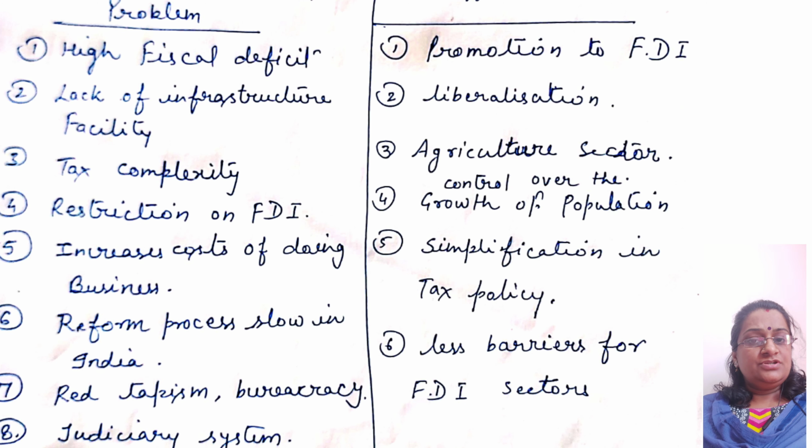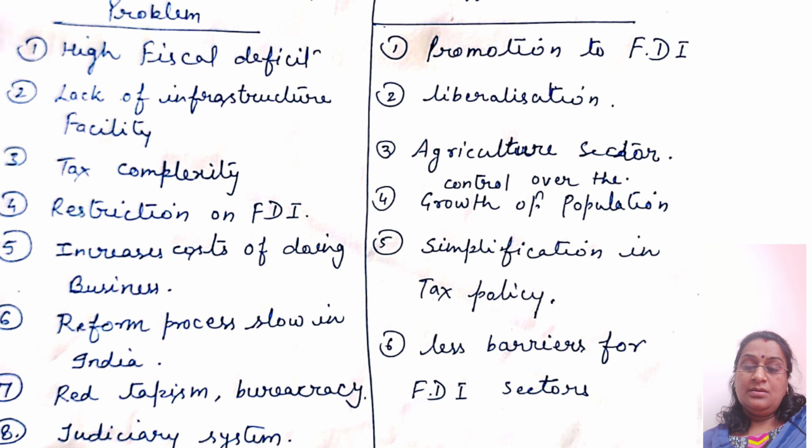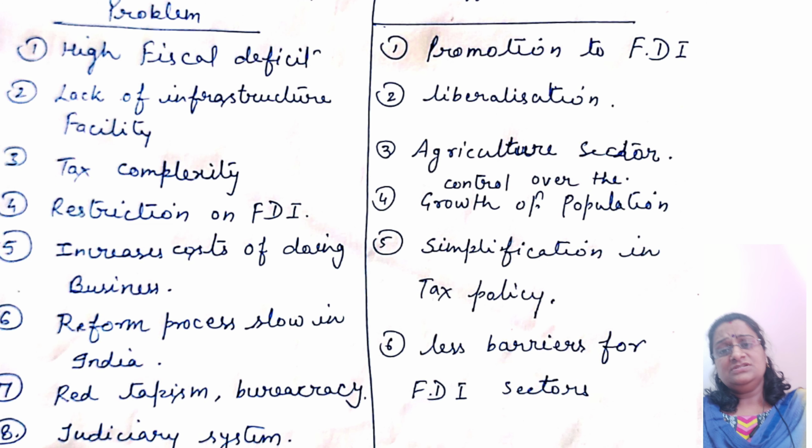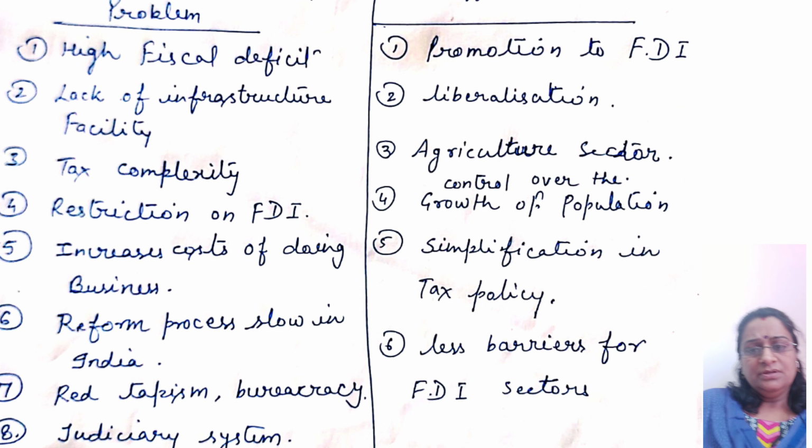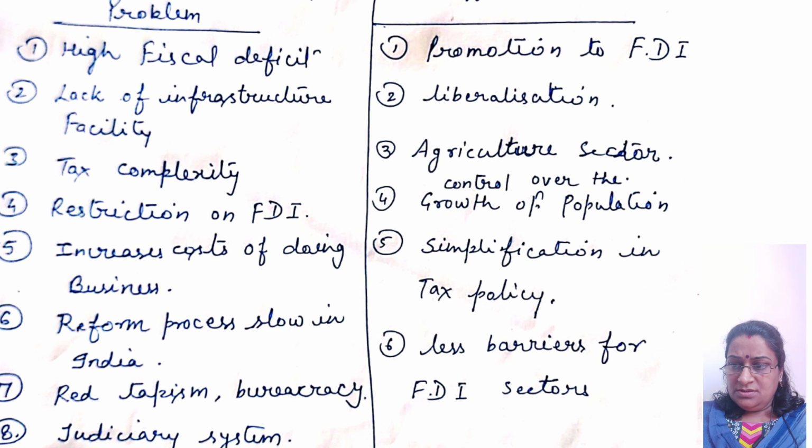The first growth constraint is the high fiscal deficit. Then the lack of infrastructure facilities. We are not much better in the manner of infrastructure facilities. Then import tariff and complexity of the tax system. Then restriction on FDI in some sectors. The present government, no doubt, has given liberty in FDI, but we need some more liberty for foreign direct investment.